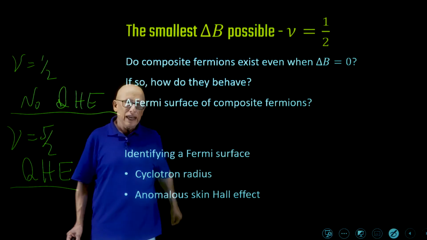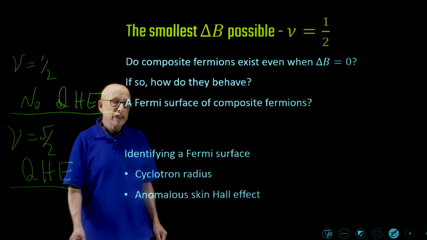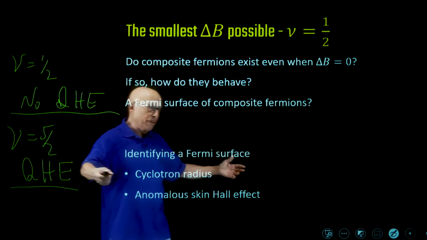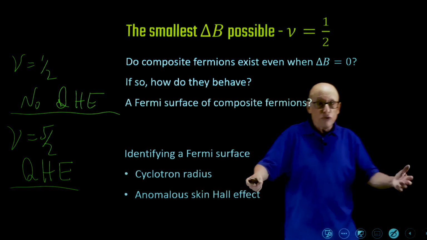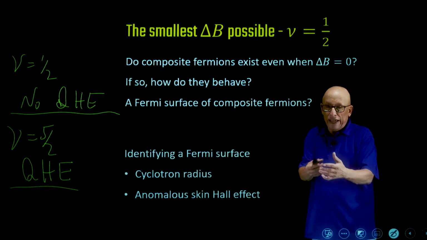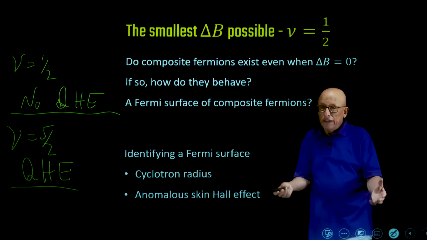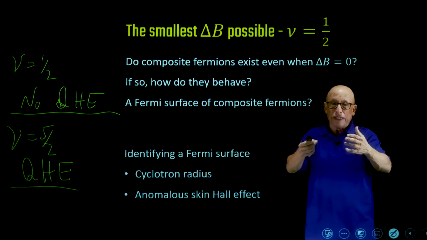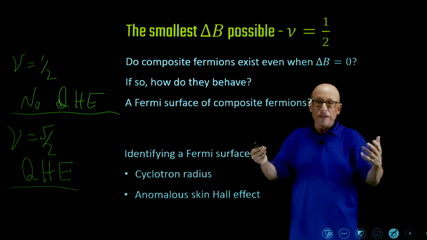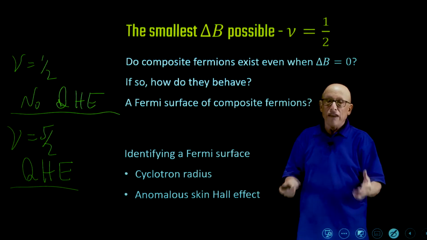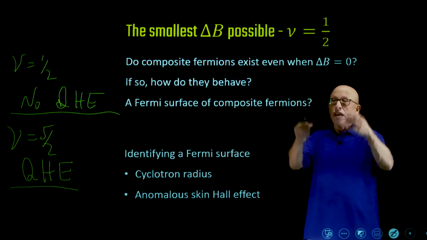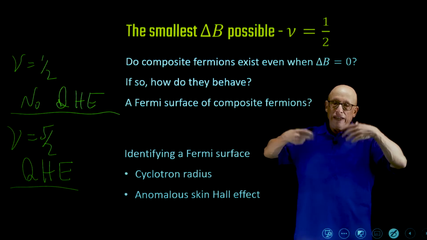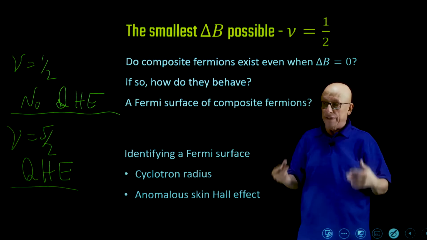So at nu equals 1/2, the composite fermions live at 0 magnetic field delta B. And we can ask, what do fermions do when you leave them alone with no magnetic field? Well, this is the prototypical example of a condensed matter system. This is condensed matter physics 101, right? Fermions at 0 magnetic field form a Fermi surface, and their interaction gives rise to a Fermi liquid.